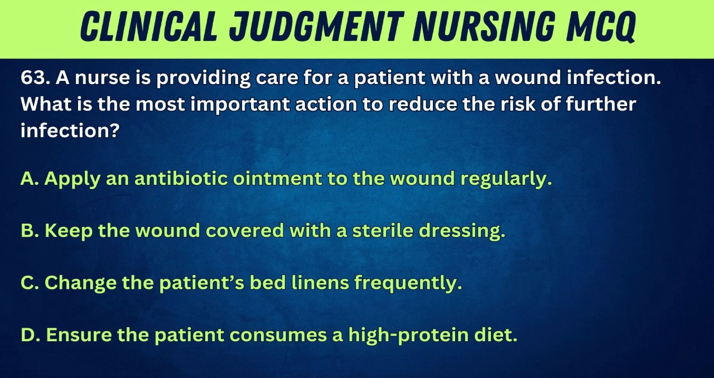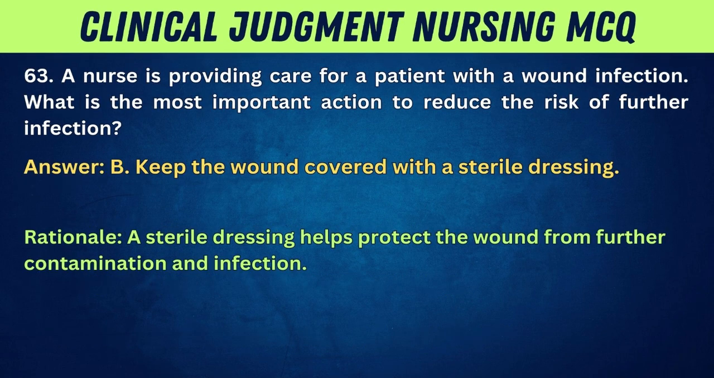63. A nurse is providing care for a patient with a wound infection. What is the most important action to reduce the risk of further infection? A. Apply an antibiotic ointment to the wound regularly. B. Keep the wound covered with a sterile dressing. C. Change the patient's bed linens frequently. D. Ensure the patient consumes a high-protein diet. Answer. B. Keep the wound covered with a sterile dressing. Rationale. A sterile dressing helps protect the wound from further contamination and infection.